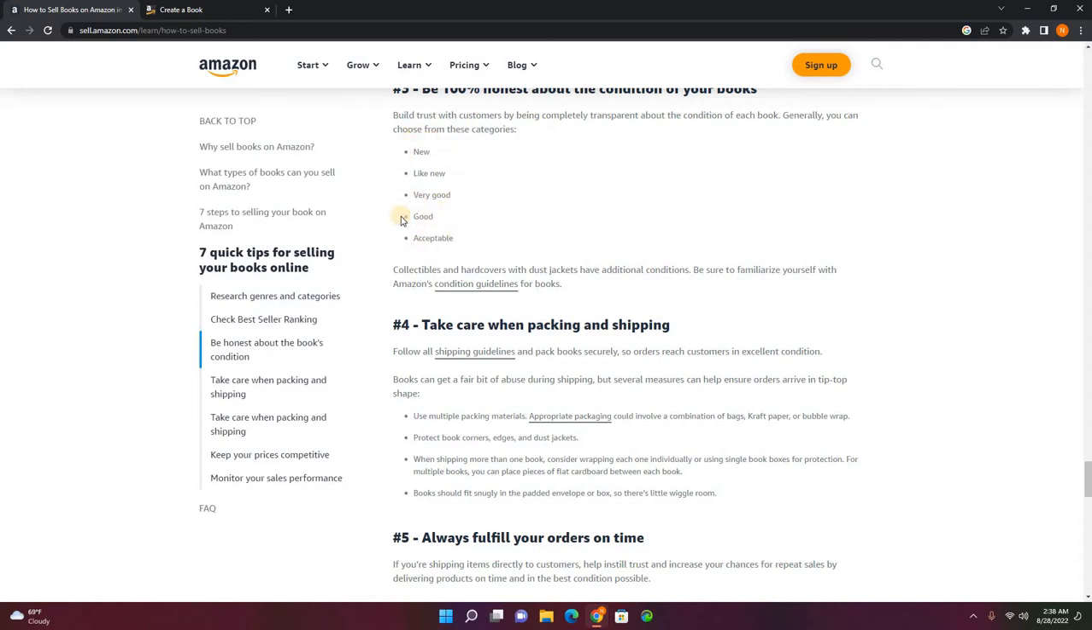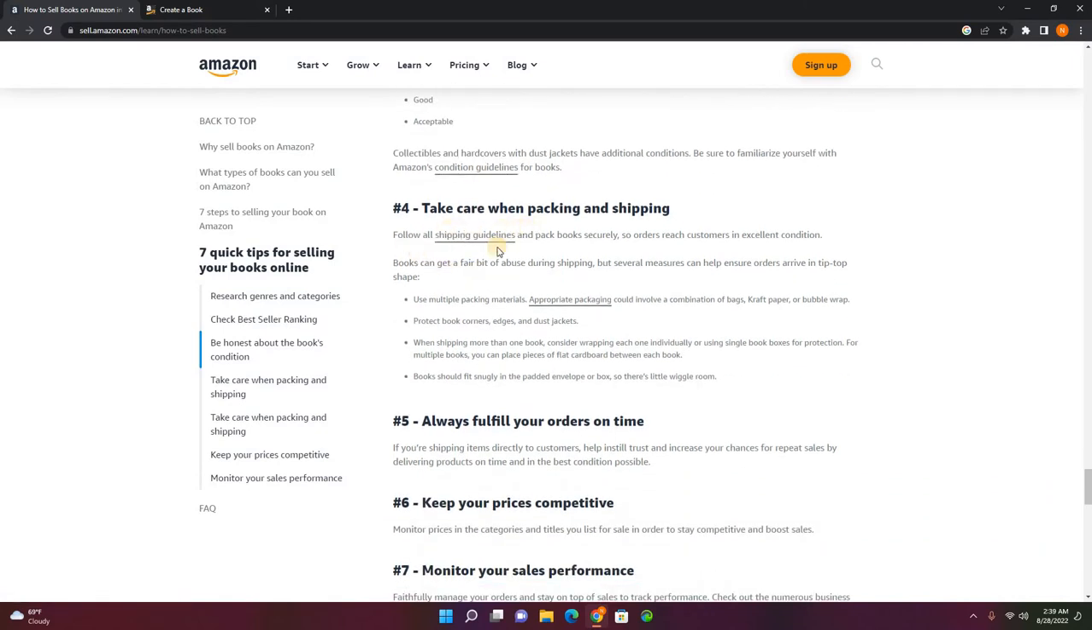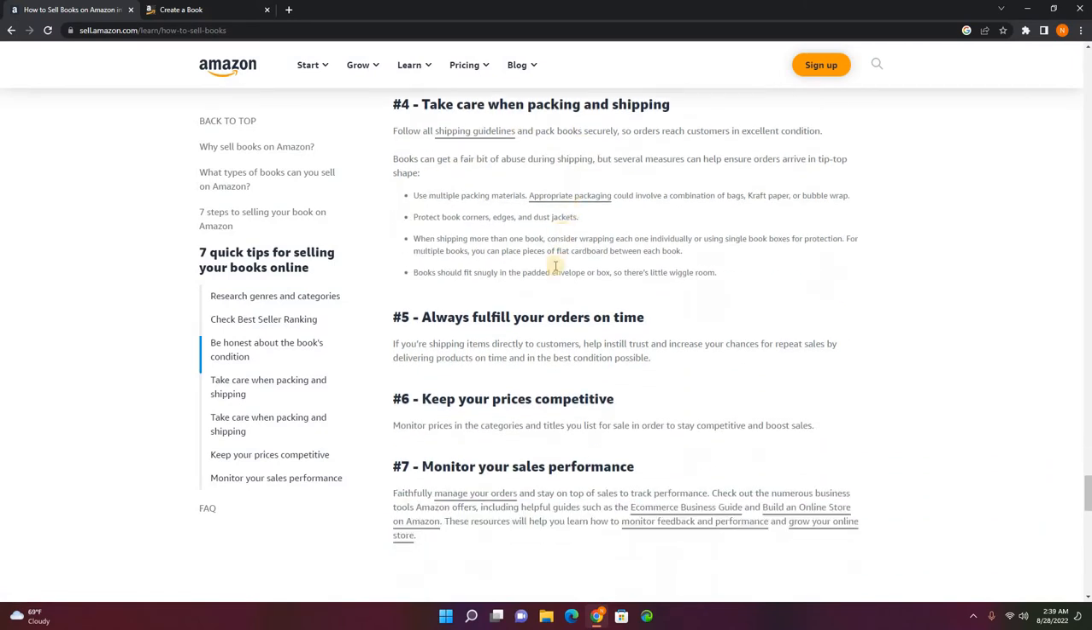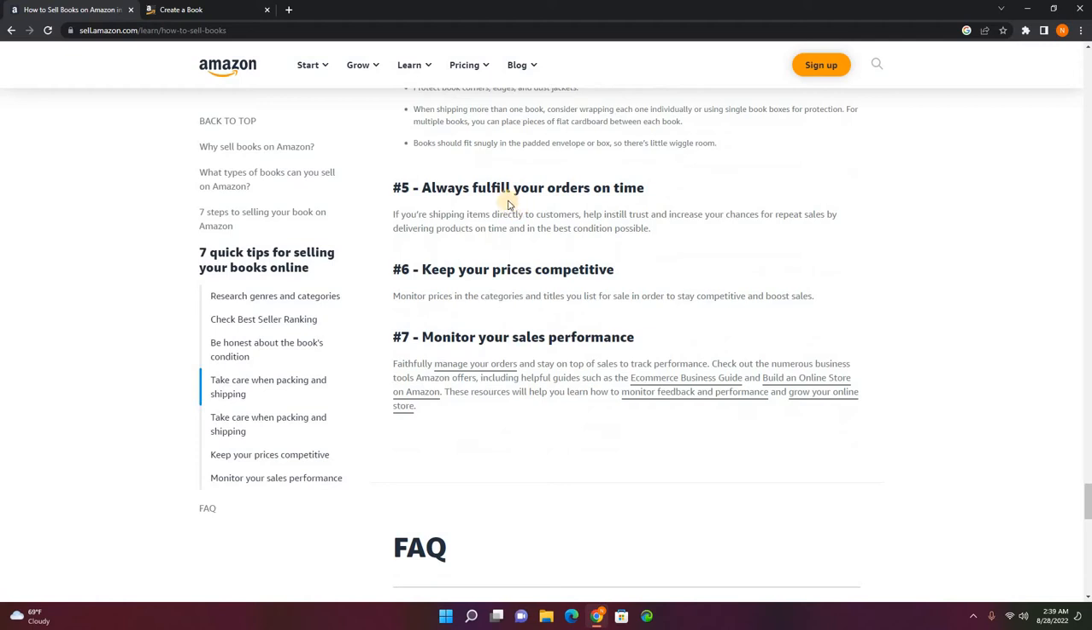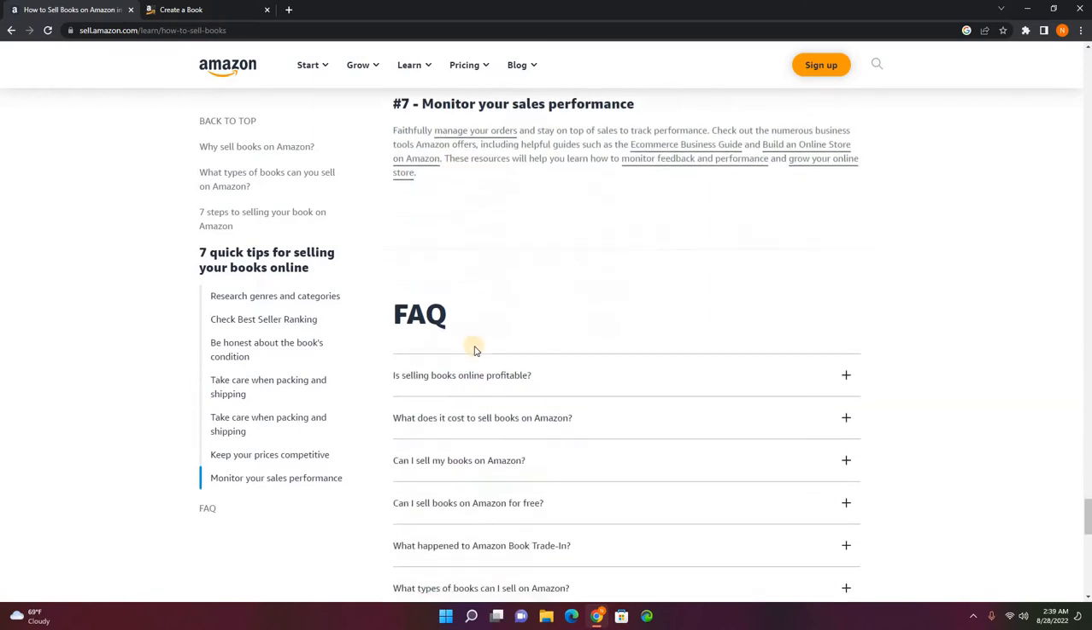So whichever kind of item or product you are selling, you have to tell your customer: I have this kind of product, I'm selling this kind of product. So don't lie, don't do anything wrong. If Amazon catches you, they will shut down your store. Take care when packing and shipping, always fulfill your order, keep your pricing. Okay, so this kind of information Amazon gives you.